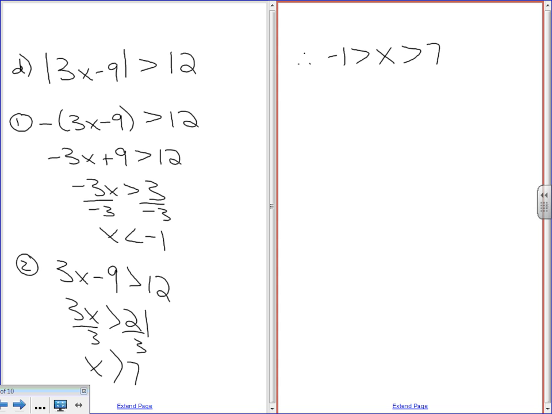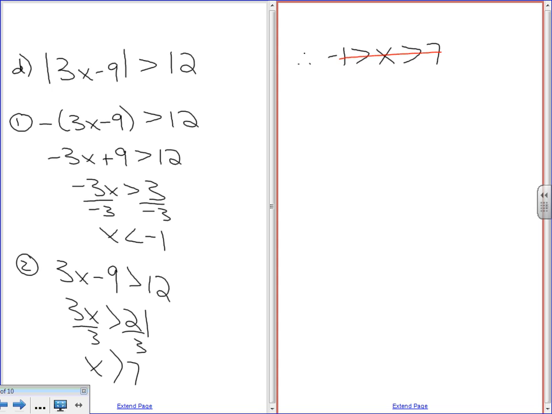I'm going to tell you it doesn't. Can somebody tell me why it doesn't? If you wrote that on the test, you're going to lose marks. Because this says x is less than negative 1, which I wrote, and x is greater than 7. It seems right. Why is it wrong? Exactly. There's no number in the world that's greater than 7 and at the same time less than negative 1. Okay, so you cannot write it like that.